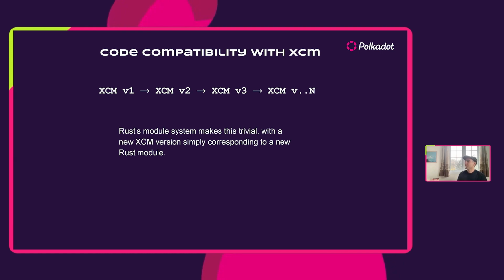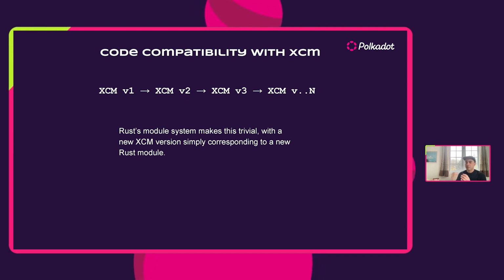One thing that's also important to note in terms of XCM versioning is the code compatibility. If you look at the XCM code, you're going to see that it's in modules. It uses the Rust module system, so it's all really nicely encapsulated. You're going to see there's a Rust module for v2 and a Rust module for v3. So even the code was structured in a way that had compatibility in mind.